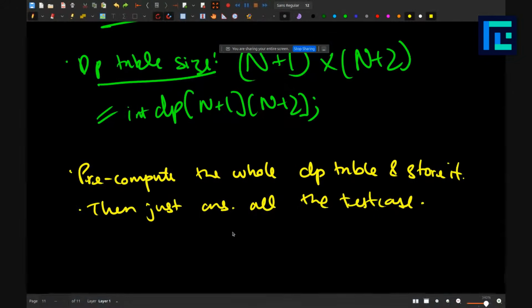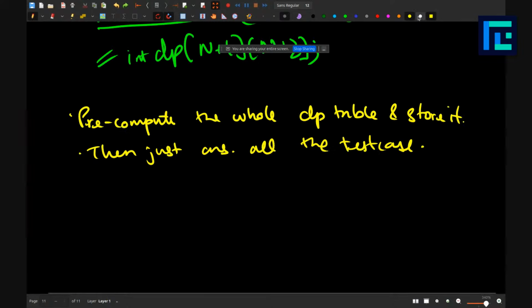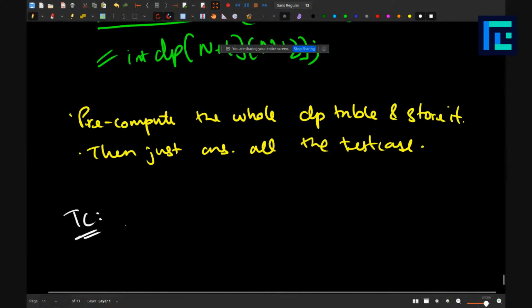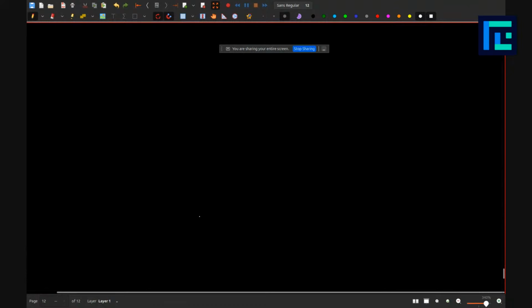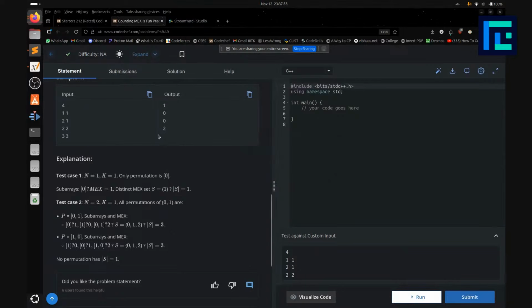Okay, any doubts, guys? What is the time complexity? The time complexity is just n squared, right, for pre-computing, and t for answering the test cases. So time complexity is just big O of n squared plus t. All right. Okay. So now this brings us to the end of the session. Any doubts, guys?